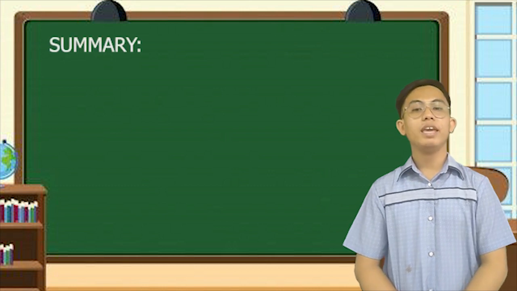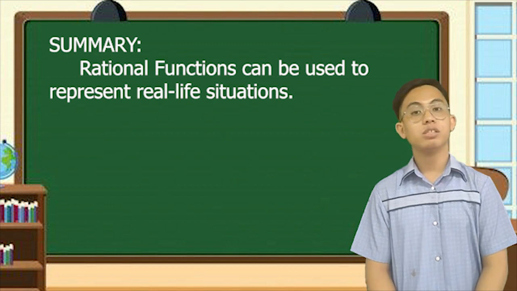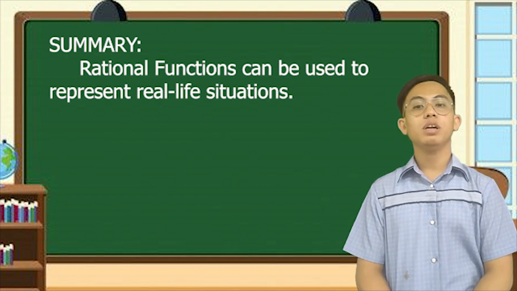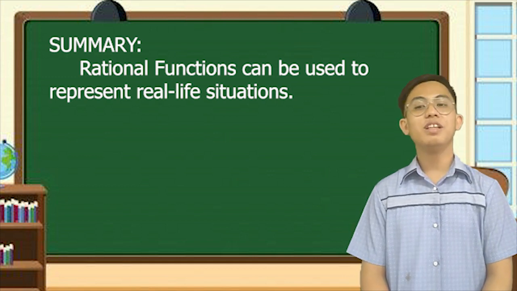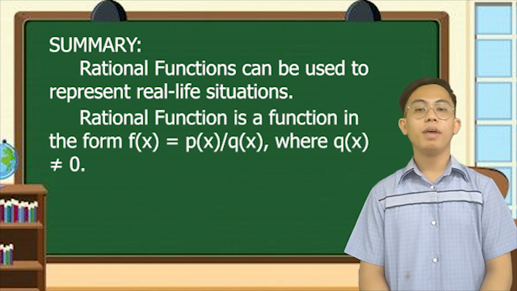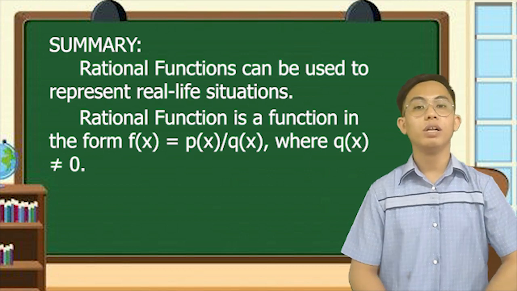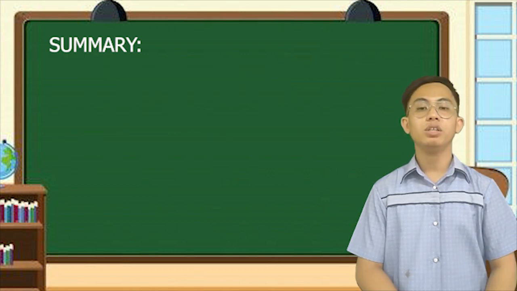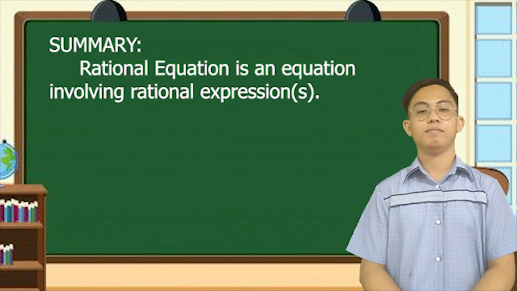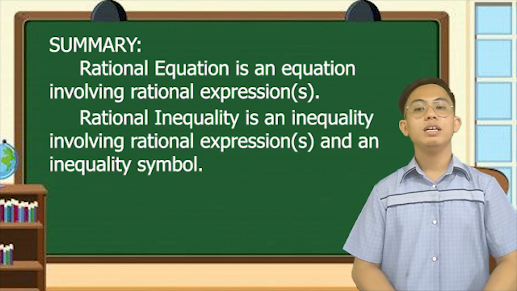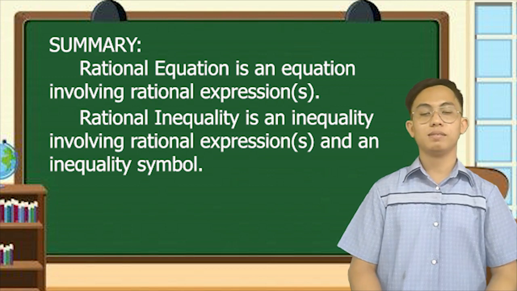To summarize our lesson today, you have learned that rational function can be used in real-life situations. Also, you learned how to distinguish rational function, rational equation, and rational inequality. A rational function is a function in the form f of x equals p of x over q of x, where q of x is not equal to 0. A rational equation is an equation involving rational expression and an equal sign. A rational inequality is an inequality that involves rational expressions and inequality symbols.